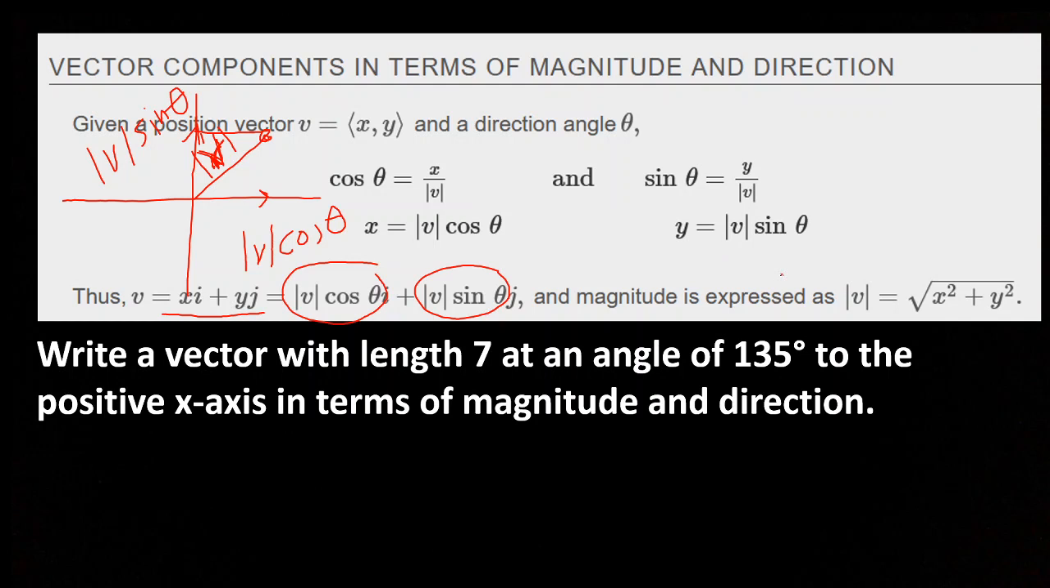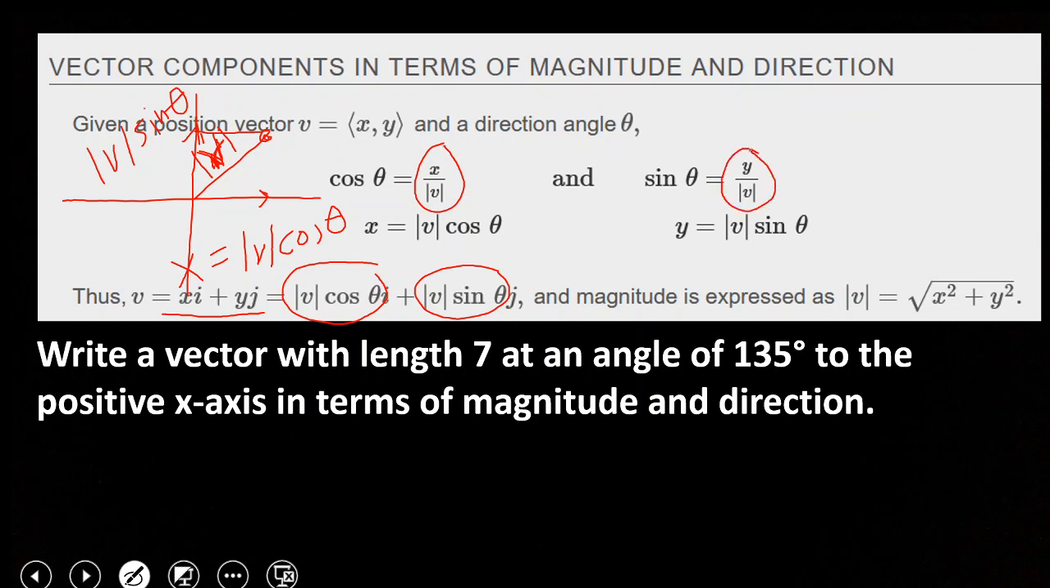All right, now from here, of course, if you know x, then cosine theta is x over the absolute value of v, and sine theta is y over the absolute value of v.